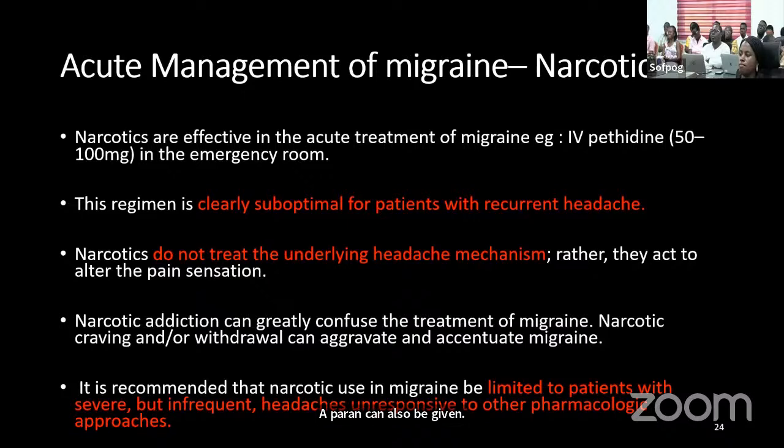Now, narcotic use in migraine should be avoided as much as possible, except in patients with very severe and infrequent headaches. When they present to the emergency room with a one-off very severe headache, and the headache is not frequent, then we can consider giving IV pethidine, but giving tramadol or Doretta for recurrent headaches should be highly discouraged.